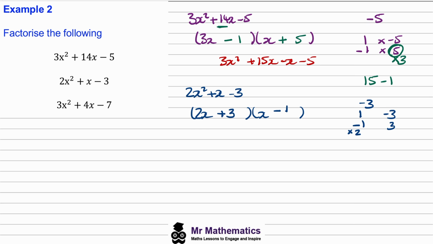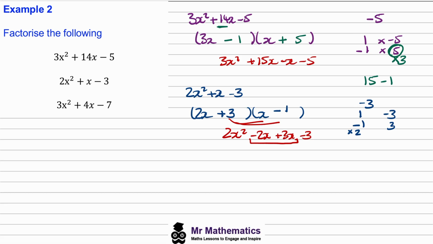Okay, let's just check this again. We've got 2x squared minus 2x plus 3x minus 3. And these two simplify to make positive 1x. Do you want to have a go at factorising this one? You can pause the video and come back when you're ready.